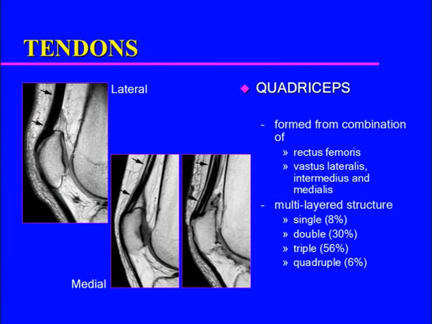The quadriceps tendon is formed from the combination of, I'm sure everyone knows, the rectus femoris, vastus lateralis, medialis, and intermedius. It's a multi-layered structure. You can see it as a single tendon, as a double, as a triple, and as quadruple. For example, you can see it here as single, here as a double, and here as a multi-layered tendon. All of them are normal appearing quadriceps tendon.